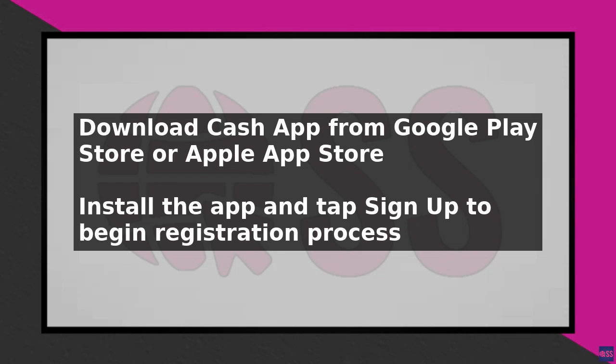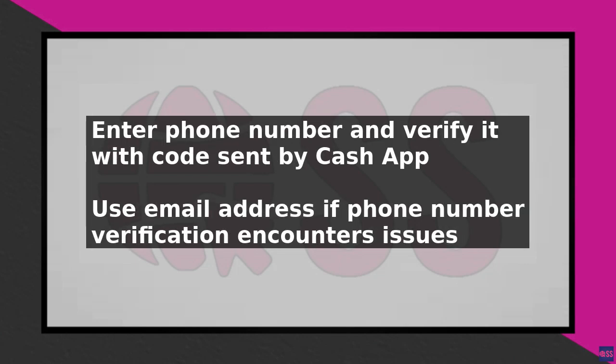Once the app is installed, tap on the Sign Up button to begin the registration process. You will be prompted to enter your phone number or email address. Enter your phone number and verify it by entering the code sent to you by Cash App. If you encounter any issues with phone number verification, you can try using your email address instead.